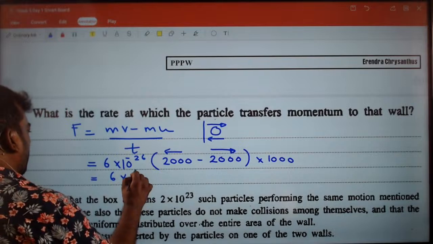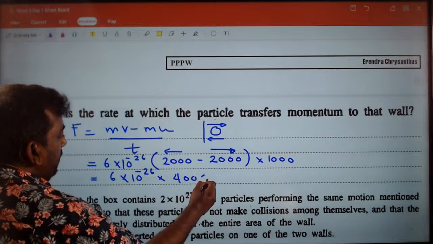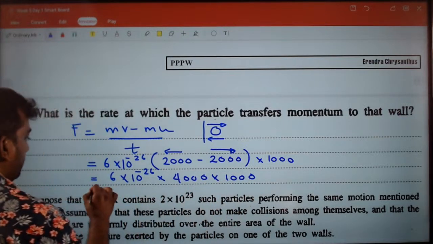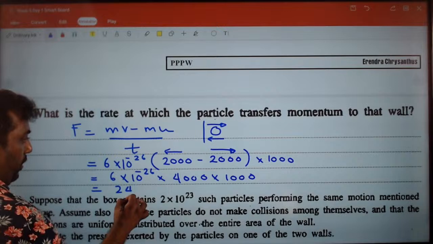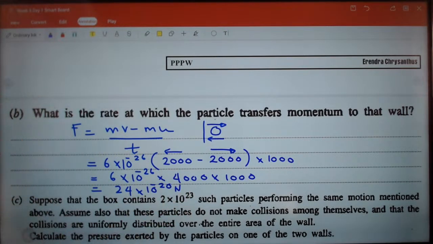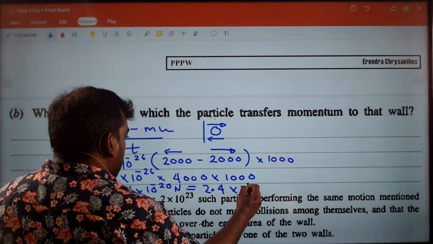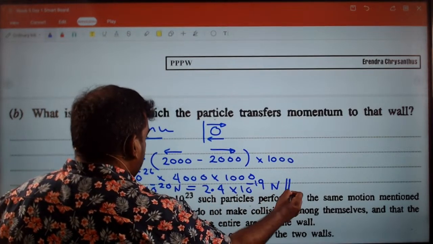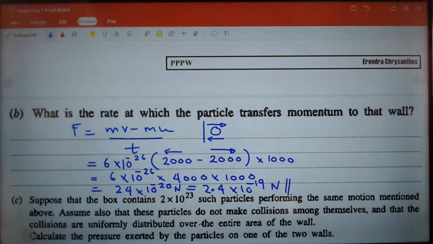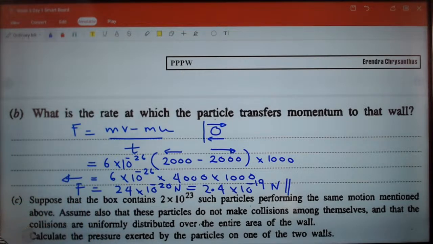6 × 10^-26, and the change is in the same direction for both, so 4000 times 1000. That is 24 × 10^-20 newtons. In other words, 2.4 × 10^-19 newtons. This is the force transferred to the wall.